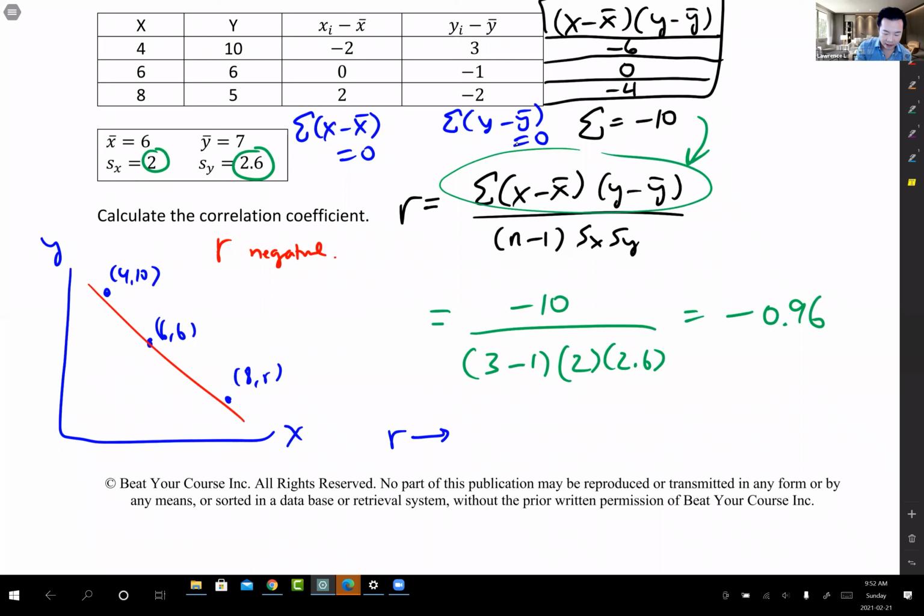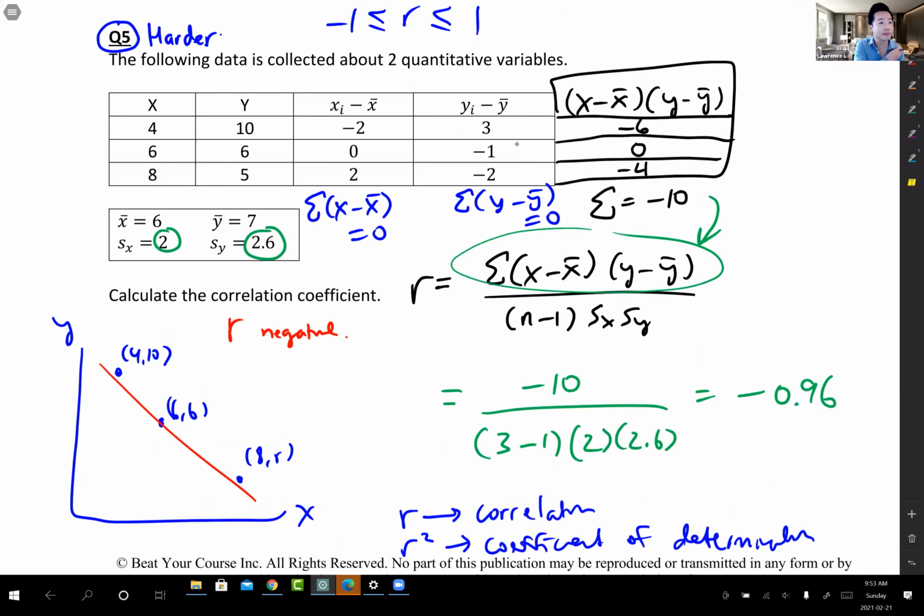So R is the correlation. R squared is the coefficient of determination, or the square of the correlation, right? So those are two different things. So we're not looking for R squared. We're looking for R.